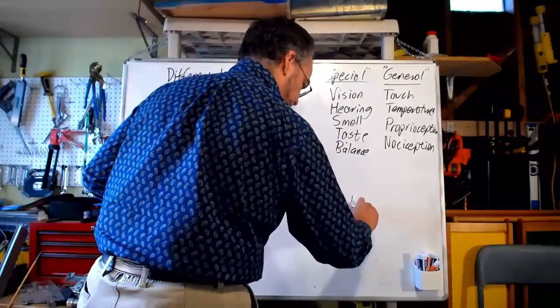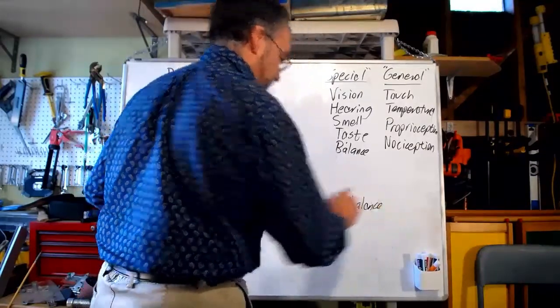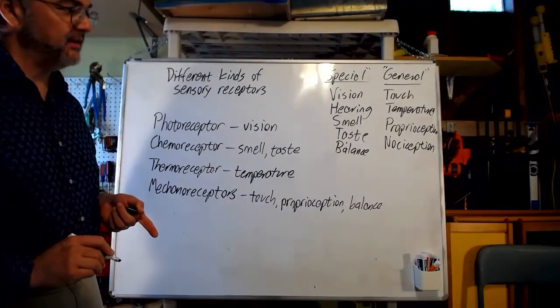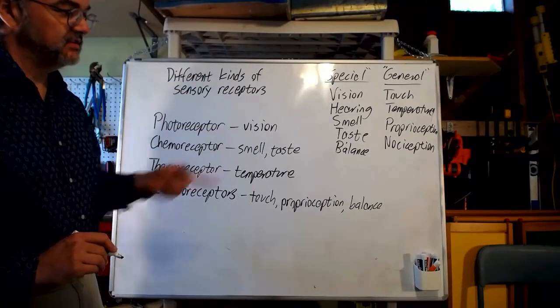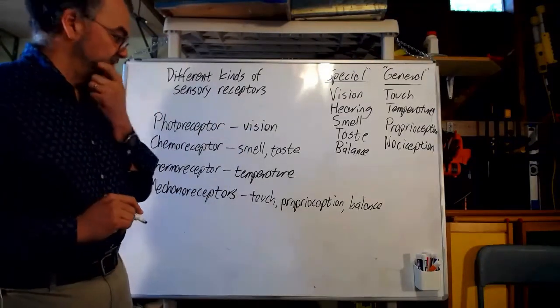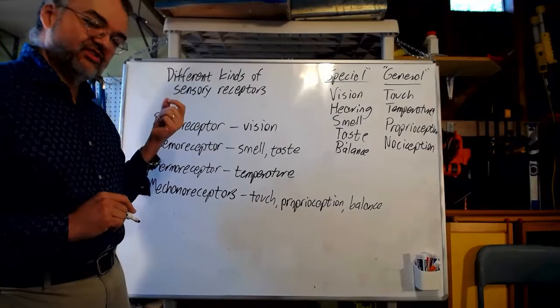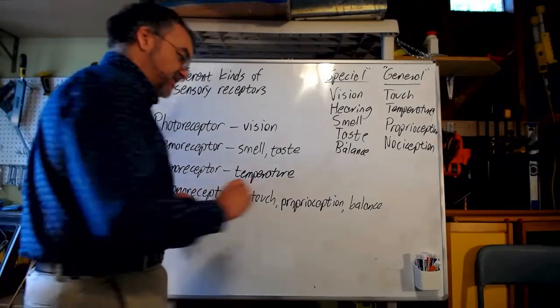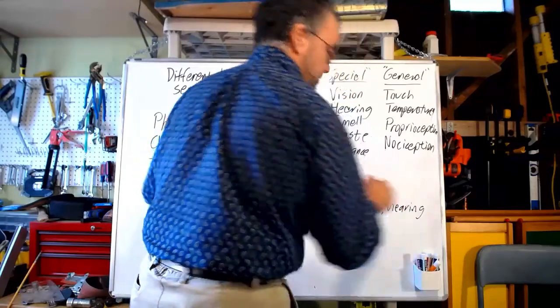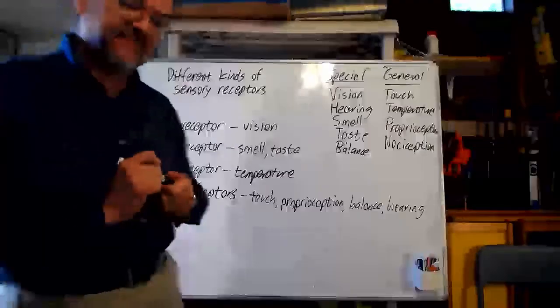Balance is also served by mechanoreceptors. So we've covered everything except nociception, and we'll get to that in a moment, and hearing. Interestingly, hearing is actually mechanoreceptive. Sound is fundamentally pressure waves in the air.